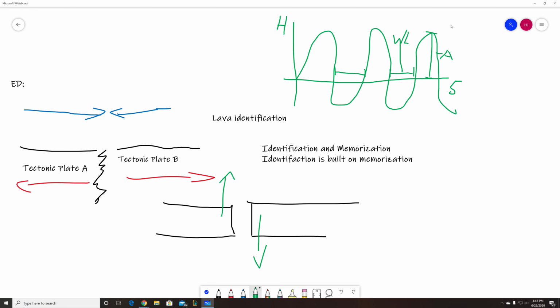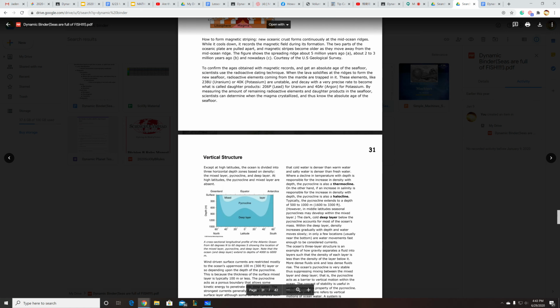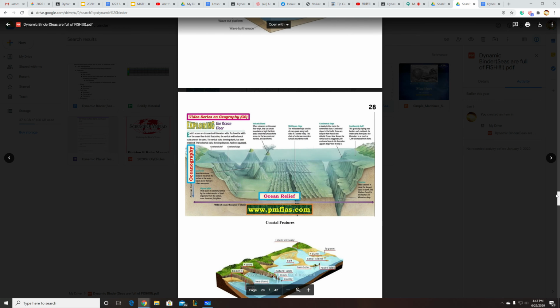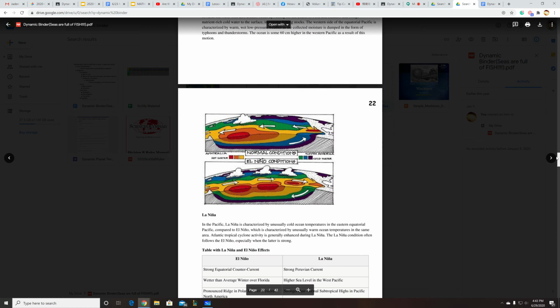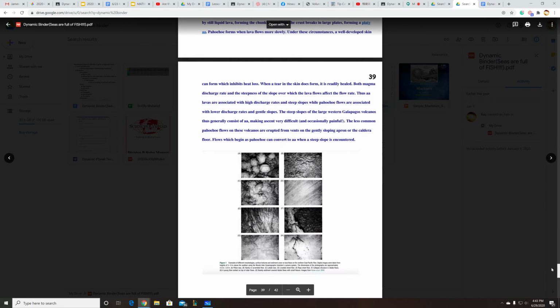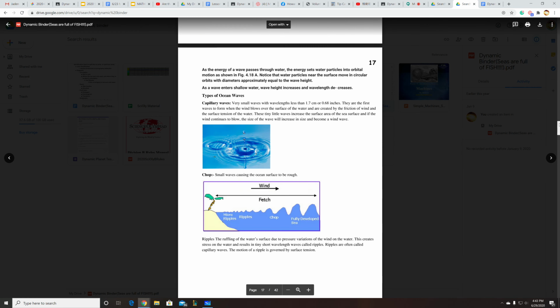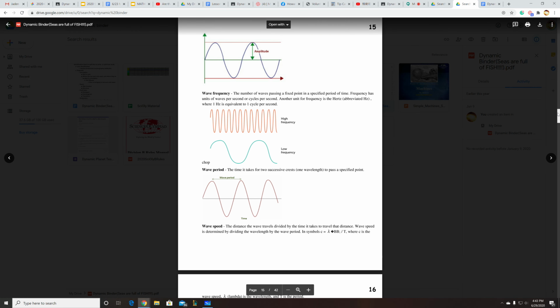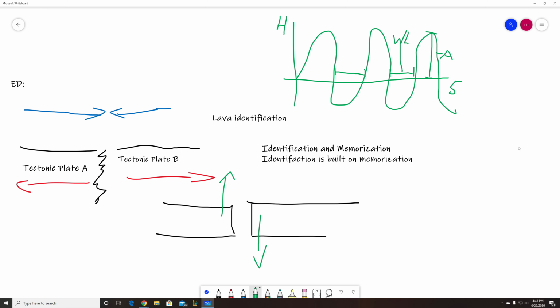And then wave. Wait a sec, I feel like I'm being dumb right here. That's not wavelength. I know that's not wavelength. That's amplitude. Wavelength is crest to crest, or toe to toe, or crest to trough. That's wave height, but no one uses wave height. Everyone uses amplitude. This is wave height, but this is not the wavelength.